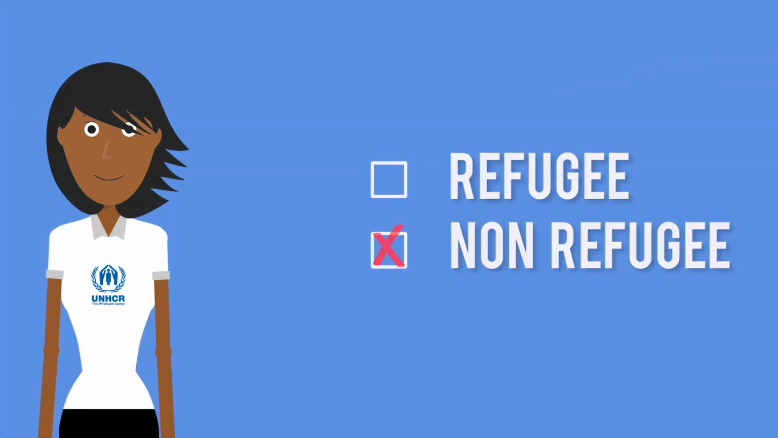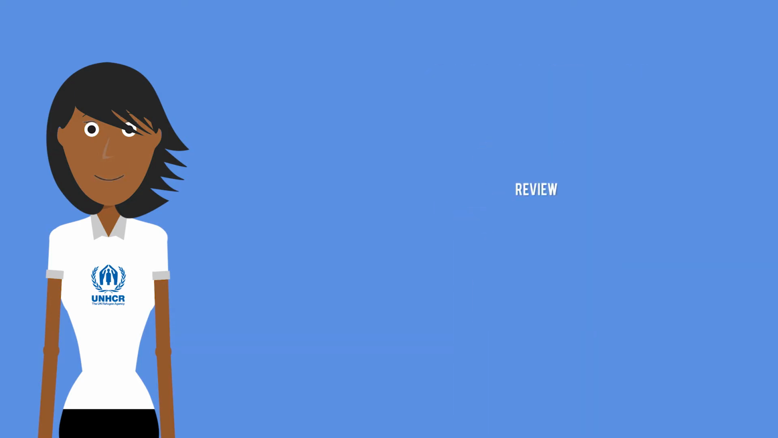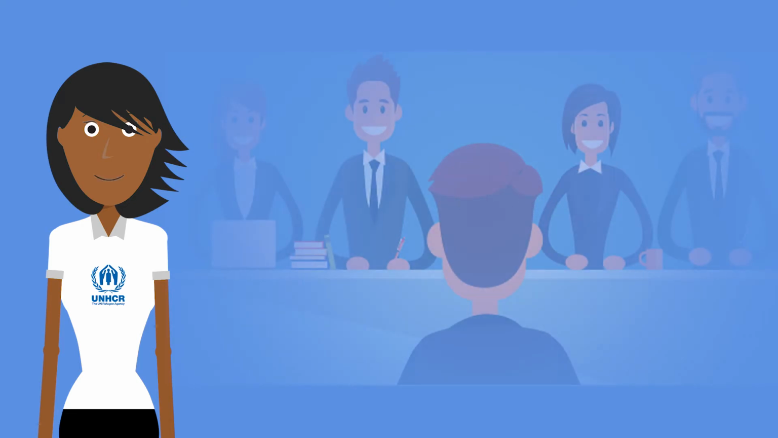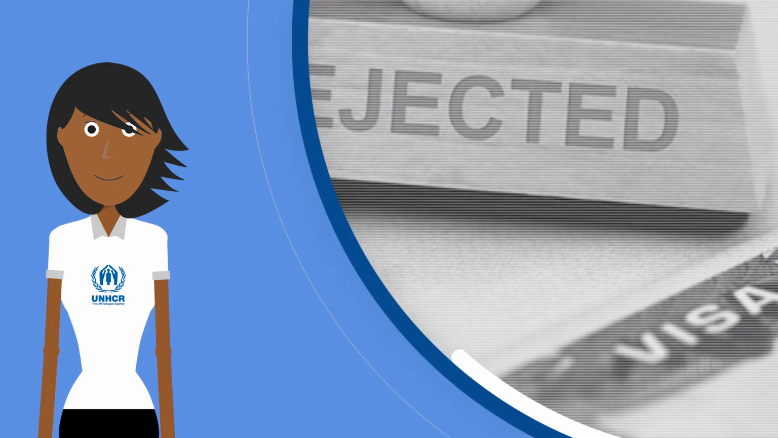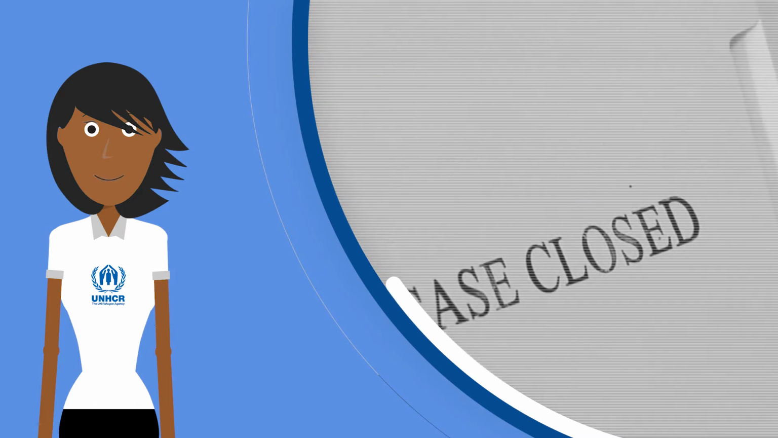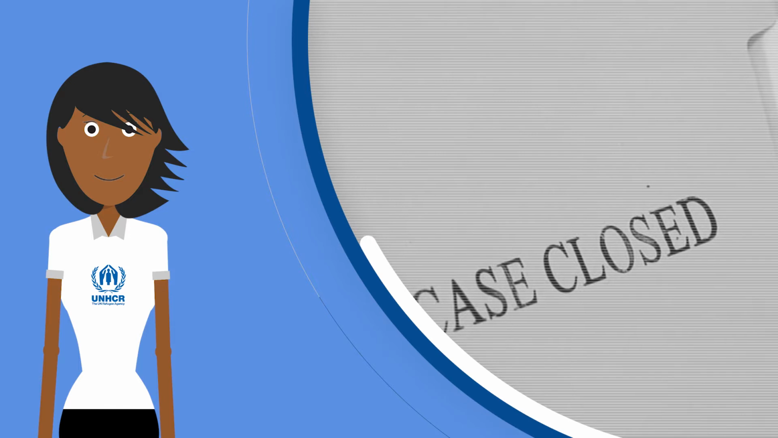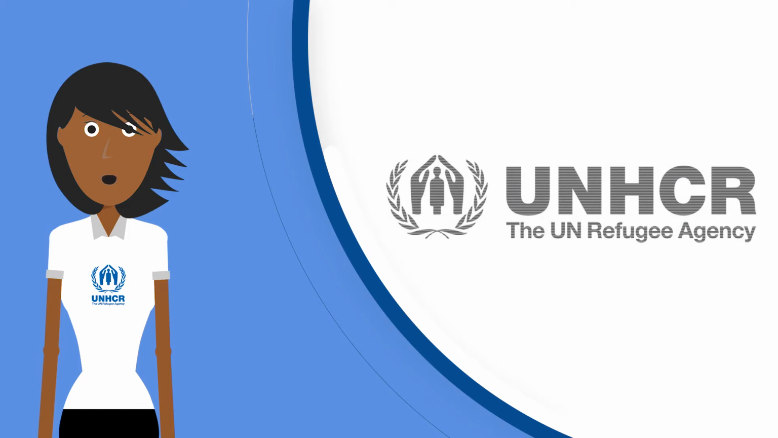If you're notified with a negative decision, you have the right to submit an appeal to UNHCR within 30 days. Your appeal will then be reviewed again, but by a different panel of officers than whom decided your application. The second review of your claim can either overturn the first decision or uphold it. If your claim is rejected on appeal, this means your file will be closed and the Sri Lankan authorities will be informed that you are no longer a person of concern to UNHCR.